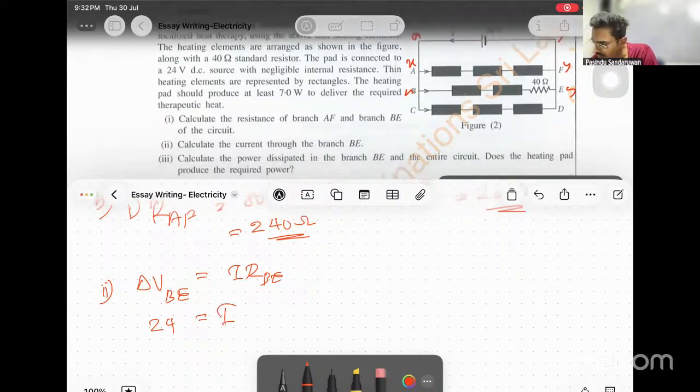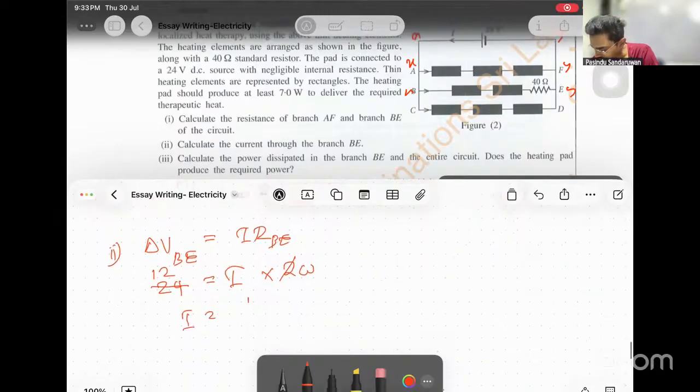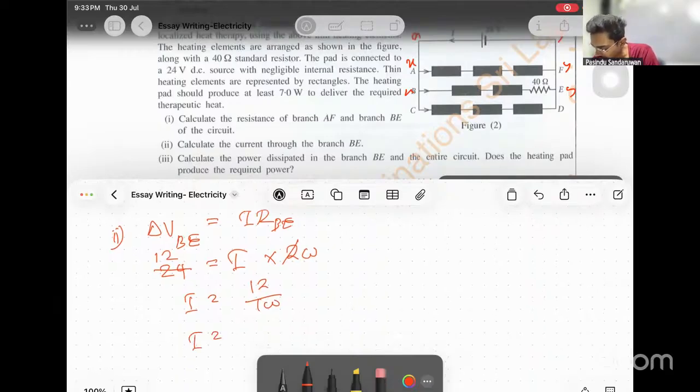We need the current I. R is 200, so 24 over 200 gives 12 over 100, which is 0.12 amperes. Next, calculate the power dissipated in the branch BE and the entire circuit. Does the heating pad produce the required power?